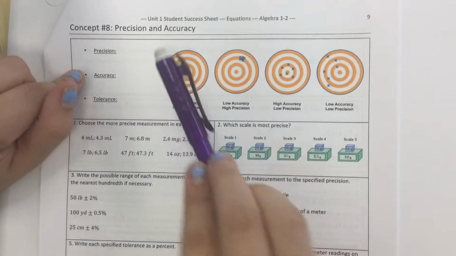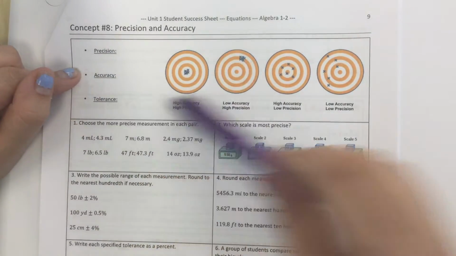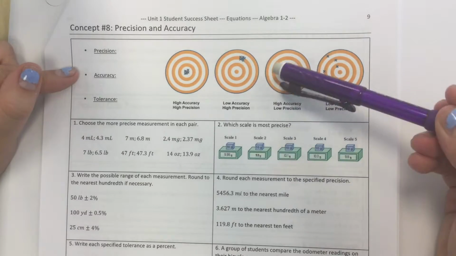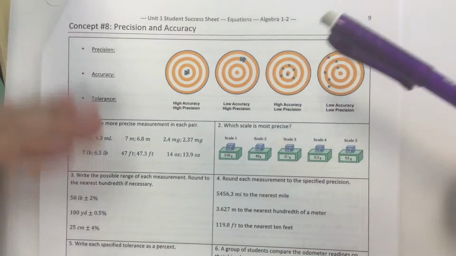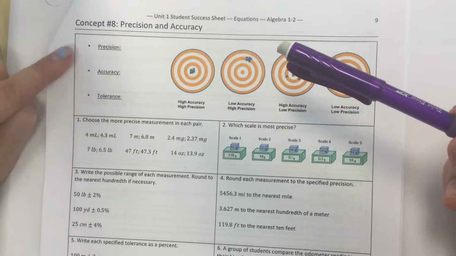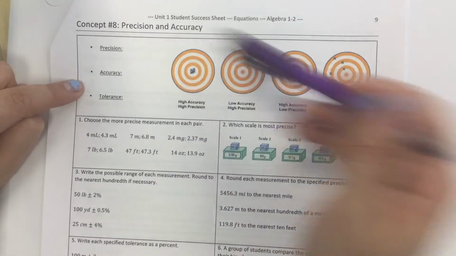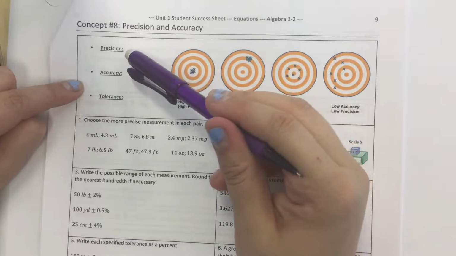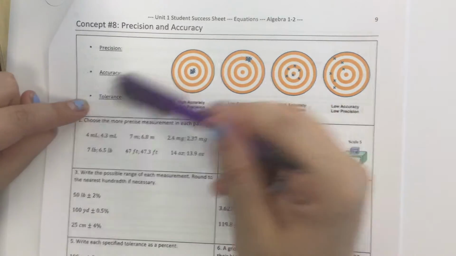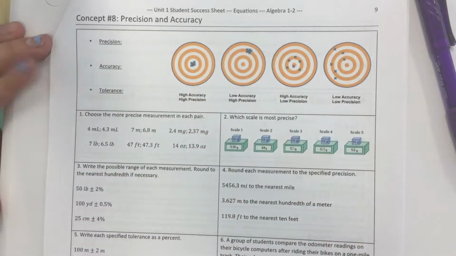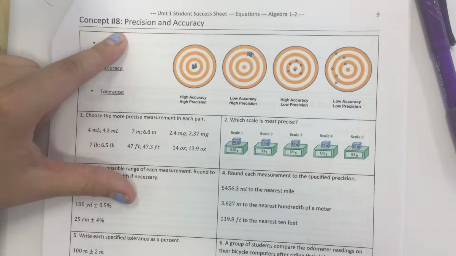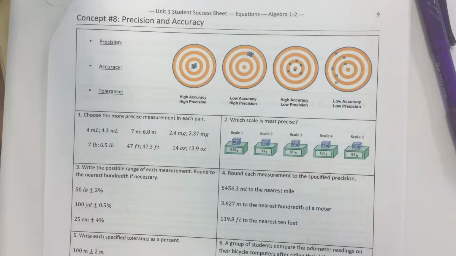Okay, concept number 8, precision and accuracy. Before we start taking notes, you're going to watch a cartoon that will explain the difference between precision and accuracy. And then when that video is over, we'll come back and take some notes about exactly what the difference is and then what tolerance is as well. So before we get started, you're going to watch a cartoon about the difference between precision and accuracy. And here it is.